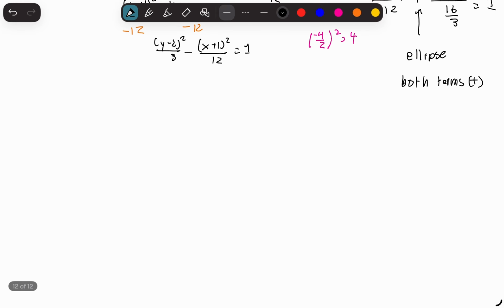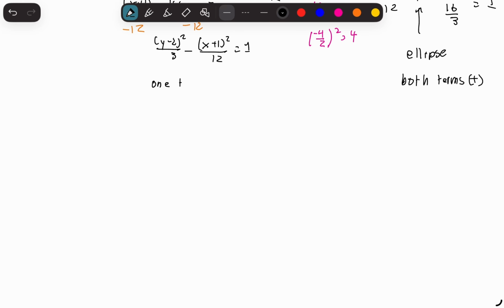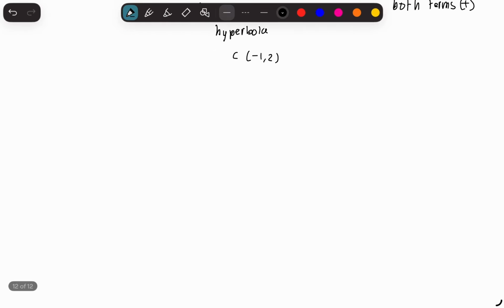So we can see that we have one term that is positive, and we have one term that is negative. So that means that you have a hyperbola, and that's going to be at the center of negative 1, 2. Now let's do another problem.